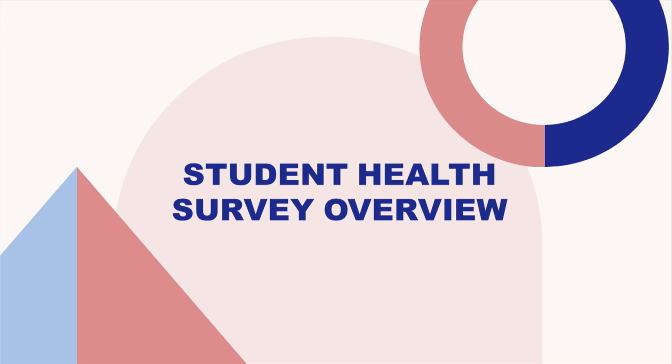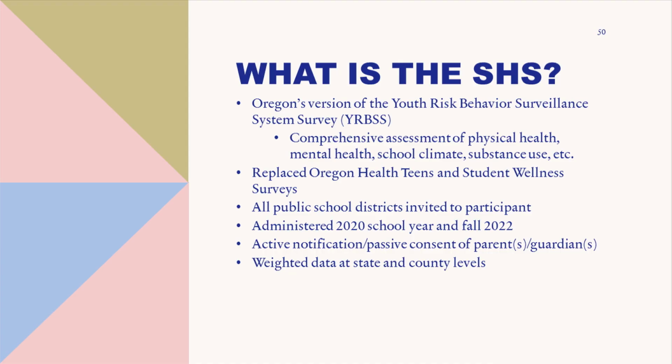All right, so let's dive in. Next slide. The Student Health Survey, or SHS, is Oregon's version of the Youth Risk Behavior Surveillance System, or YRBS survey. It's a comprehensive assessment that asks youth many questions about their physical and mental health, their school climates, and substance use. Previously, similar data was collected via the Oregon Healthy Teens and Student Wellness surveys. All public school districts are invited to participate.